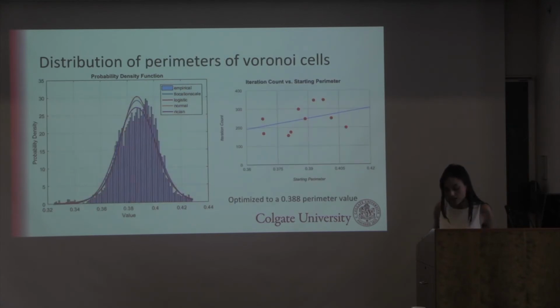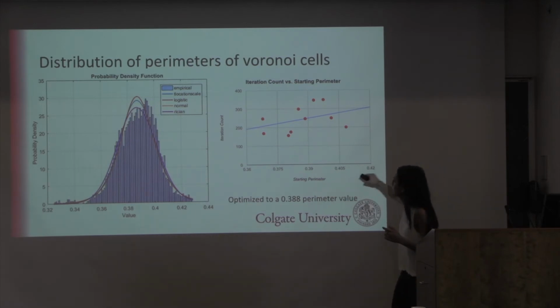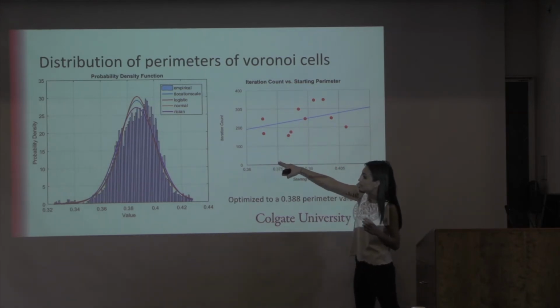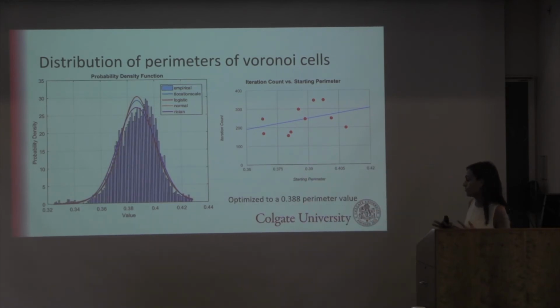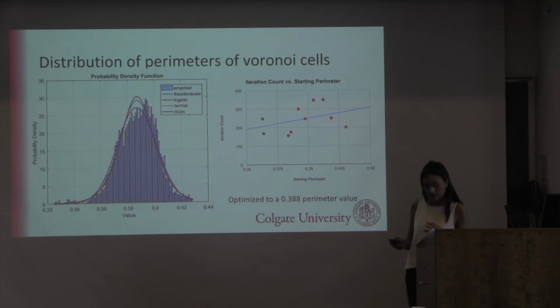The next question we looked at was the distribution of perimeters of Voronoi cells. Now, since we optimized our Voronoi diagrams based on perimeter, with each iteration, the starting perimeters all converged to be within 1% of the same value. So here we have the starting perimeters based on the number of iterations that took place, and we found that they all converged to an average value of 0.388.